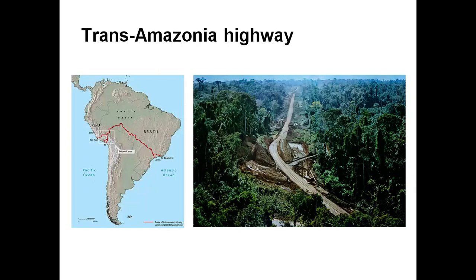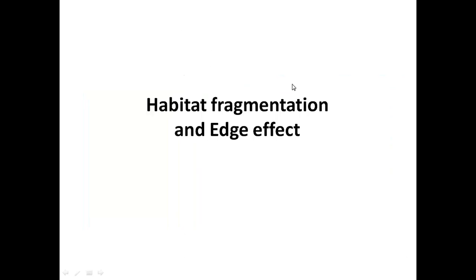And one of the major developments which contributed to rainforest destruction is the Trans-Amazonia Highway. This highway connects eastern Brazil to Peru. So you can actually drive from Atlantic to Pacific. And this highway is constructed through the rainforest, and in this picture you can see it basically divided the rainforest into fragments. So habitat fragmentation is another form of habitat loss.